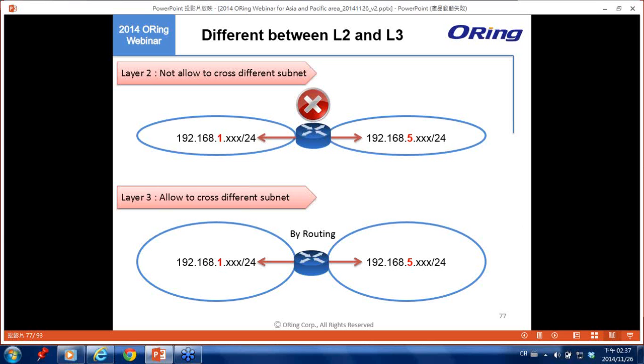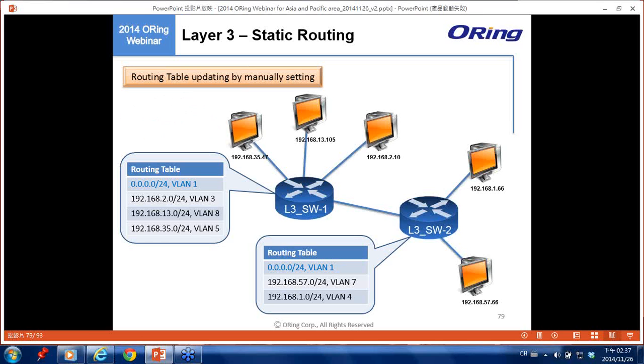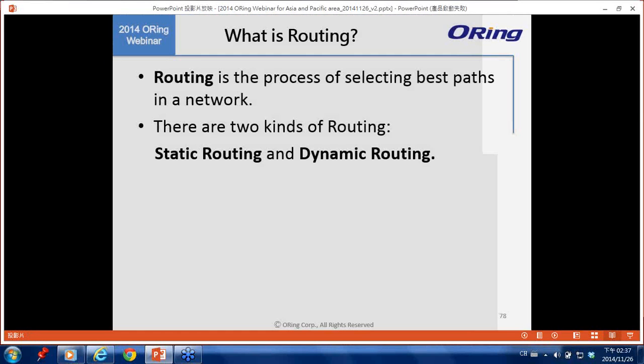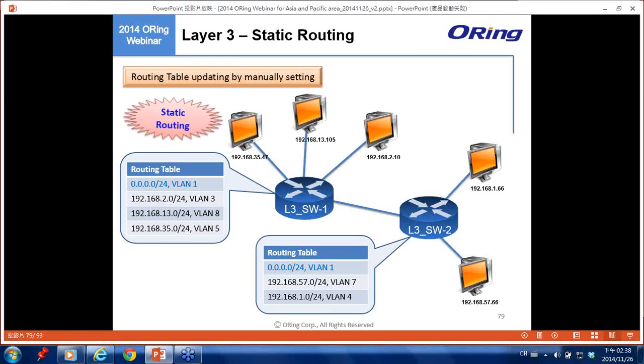You may ask me, what is routing? Routing is the process of selecting the best path in a network. There are 2 kinds of routing, static routing and dynamic routing. What is static routing? Static routing means the routing table is updated by manual setting and cannot learn new routing information automatically.